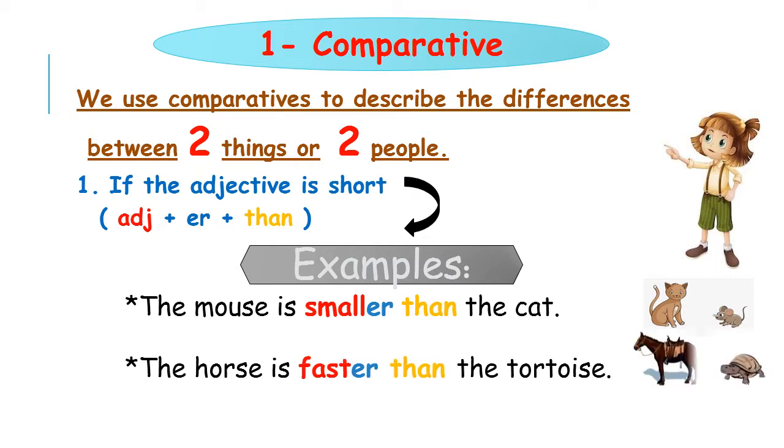Example number 2. The horse is faster than the tortoise. I'm also here comparing between the horse and the tortoise. Which one is faster and which one is slower? Of course, the tortoise is slower and the horse is faster. So, I will use the form, the adjective, which is fast plus er plus than. So, it will be faster than.